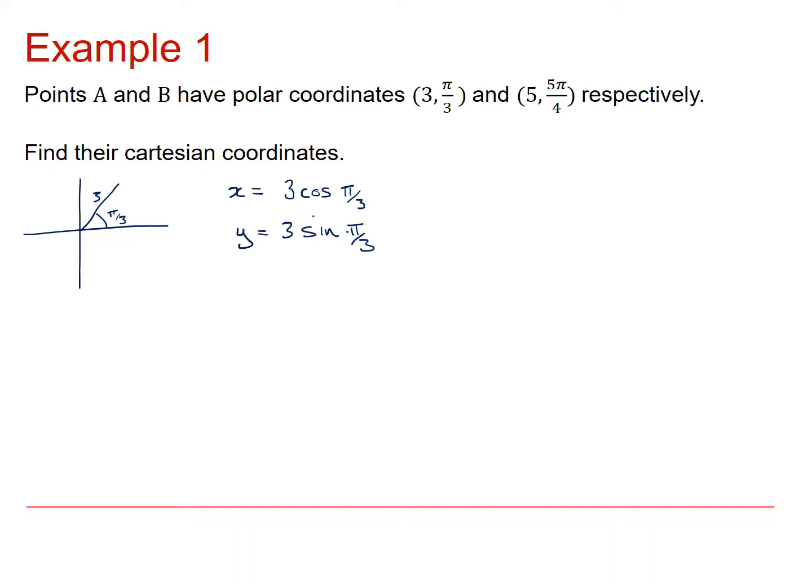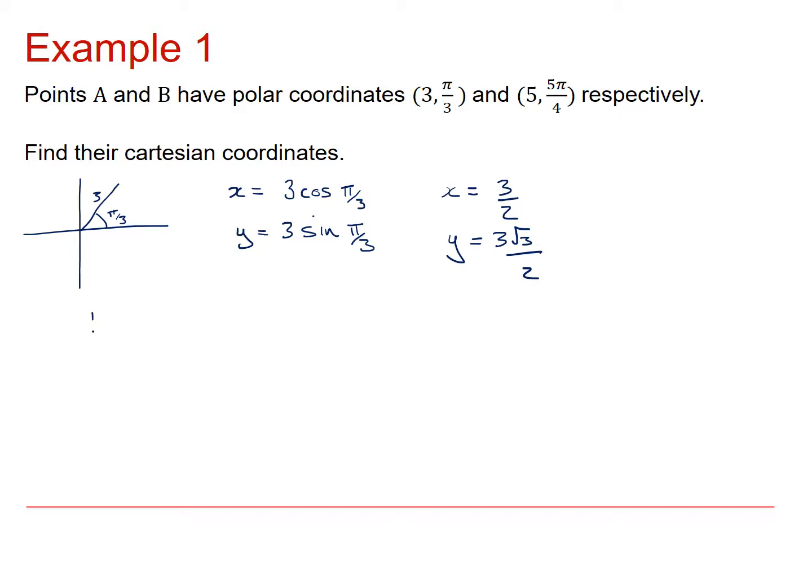Cos of pi by 3 and sine pi by 3, if you're worried about the radians, convert back to degrees. This is going to be 60 degrees, and cos of 60 is well known, so x is equal to 3 over 2 and y is equal to 3 root 3 over 2.